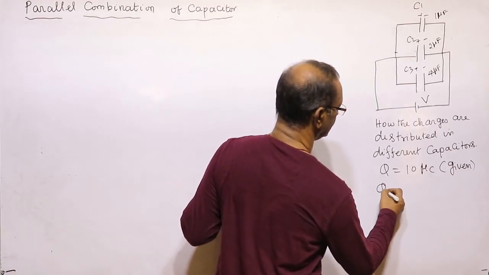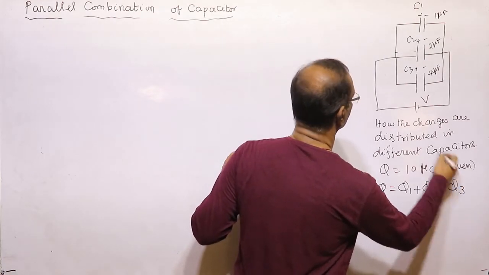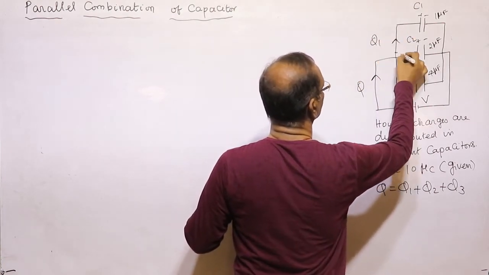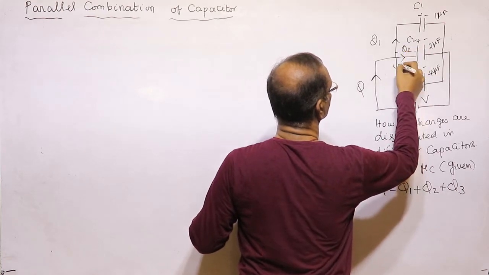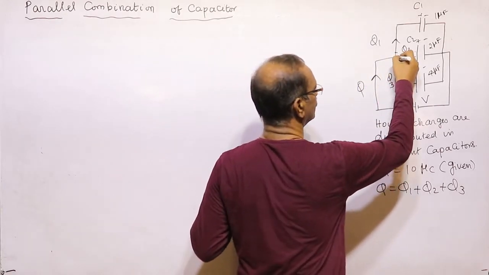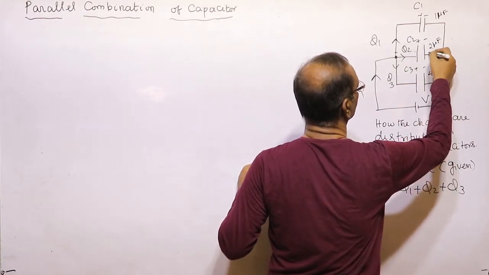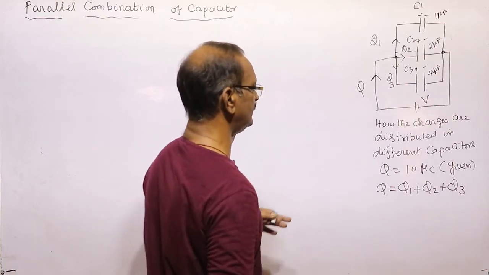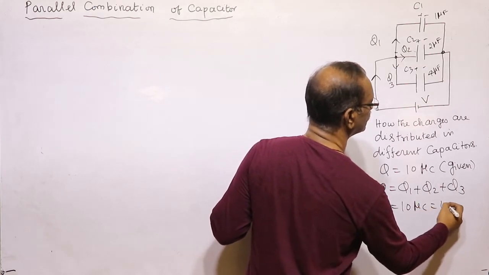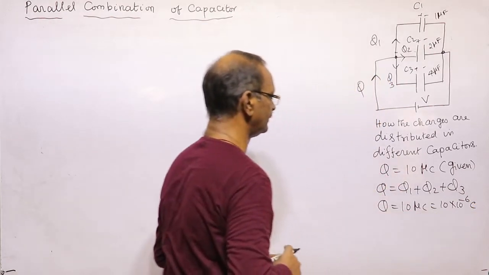As we know, net charge is equal to Q1 plus Q2 plus Q3. Charges are distributed because, for the parallel connection, all the positive plates are connected at one end and all the negative plates are connected at the other end. What is the charge given? Q is equal to 10 microcoulomb, which is 10 into 10 to the power minus 6 coulomb. Micro means 10 to the power minus 6 coulomb.